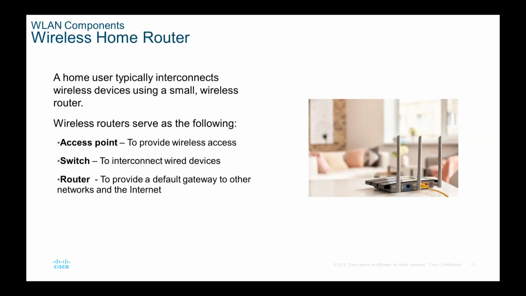And also it can act as a router to connect with other networks. And so this wireless router can act as an access point. It can connect with other wired devices also. So it supports both wireless as well as wired connections. And also it can provide a gateway for these devices to communicate with the devices of another network.